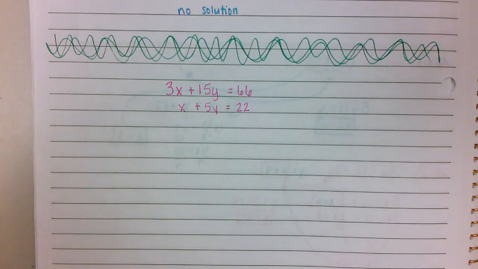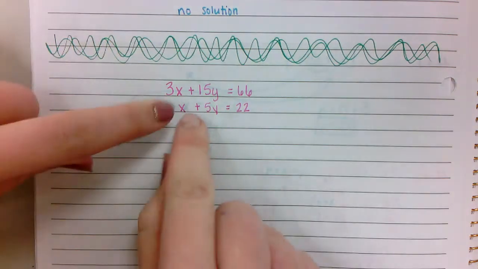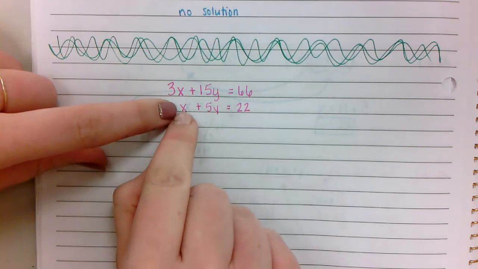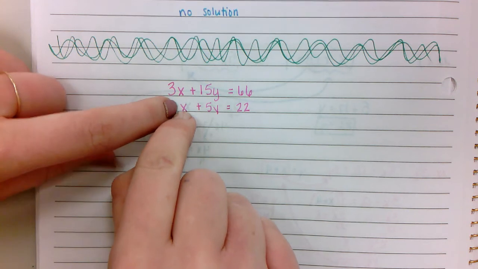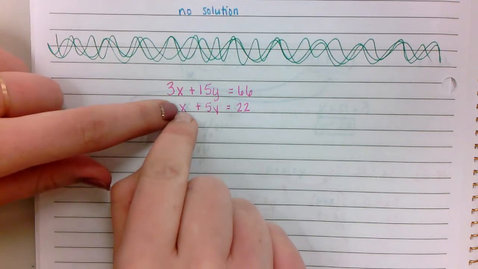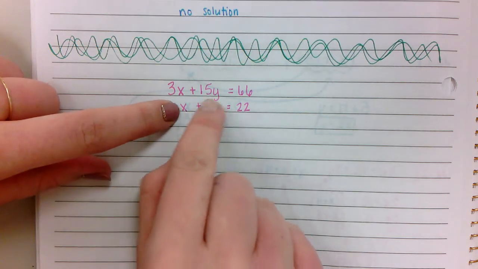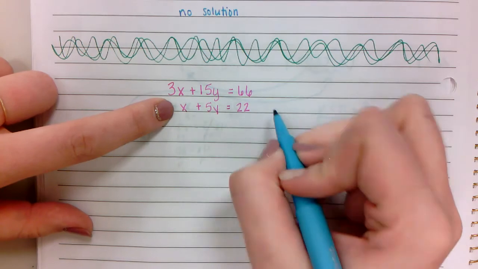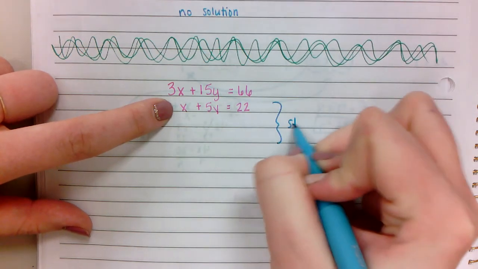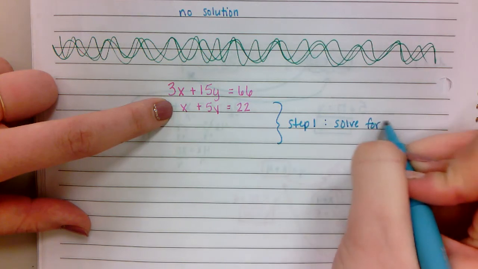We need to get one of them. One of the equations has to have just one letter by itself. So again, I'm going to go with this second equation because I already see x is by itself. It doesn't have any number attached to it. There's no coefficient. And I think it'll be really easy to get everything on the other side except for this x because that's just one thing I have to move. So I'm going to choose this one. So again, step 1 will be solve for x.